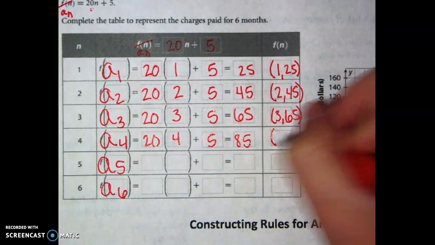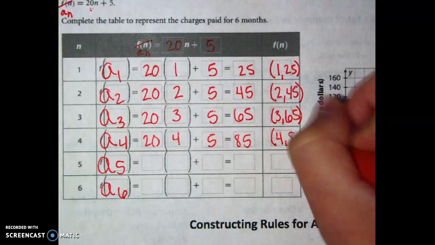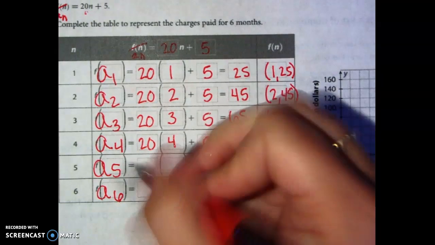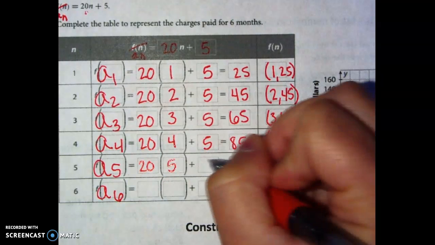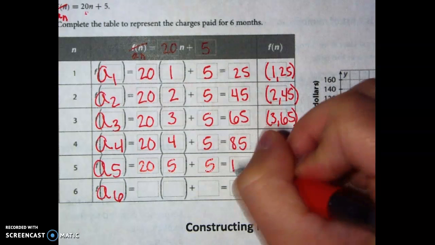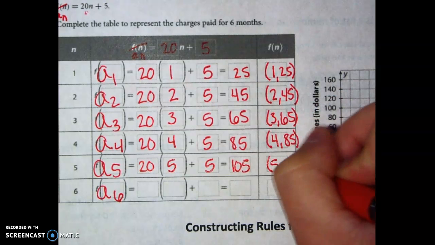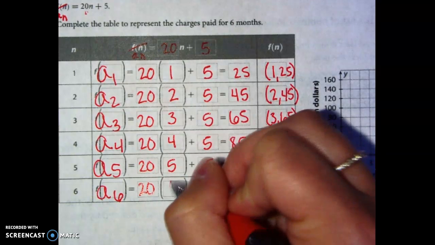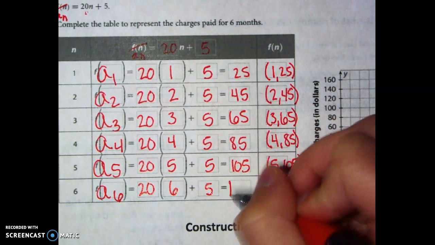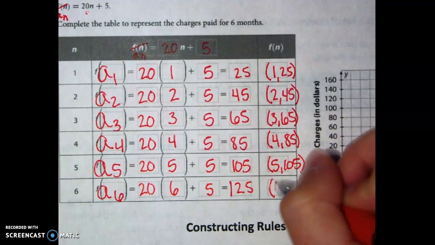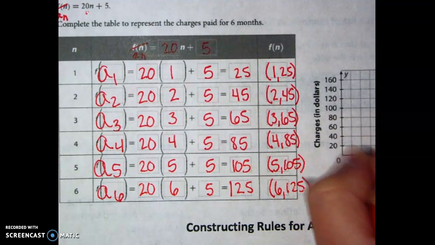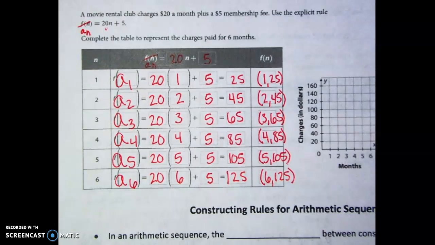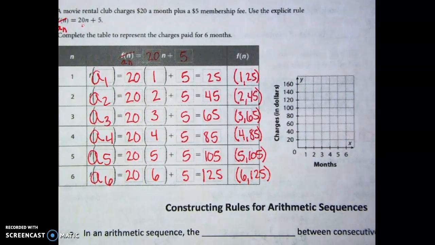And if I'm going too fast, please pause the video. It's kind of the point of doing video notes, so you can go at your own pace. 20 times 5 plus 5 is 105. And 20 times 6 plus 5 is 125. That was a lot of work for this. And this was just to show you how to do it. In all actuality, you're not going to make a table and write all this stuff out.